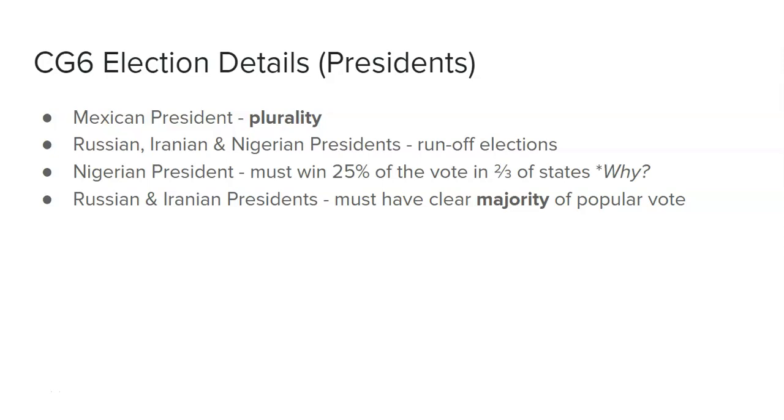All right, so Russian and Iranian presidents must have a clear majority of the popular vote. So again, it's that over 50%. And so in Iran, there'll often be tons of people running for president, and they may have to do a runoff election with the top votes. Do remember in Iran, though, just like in Russia, you definitely have limitations on who's running.